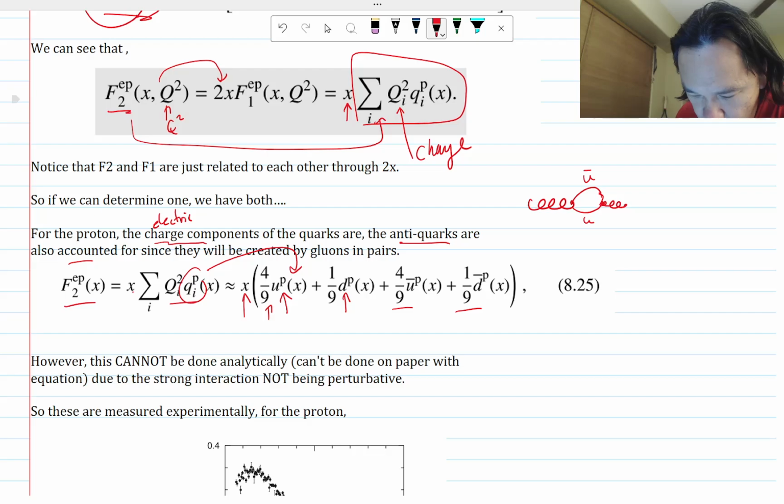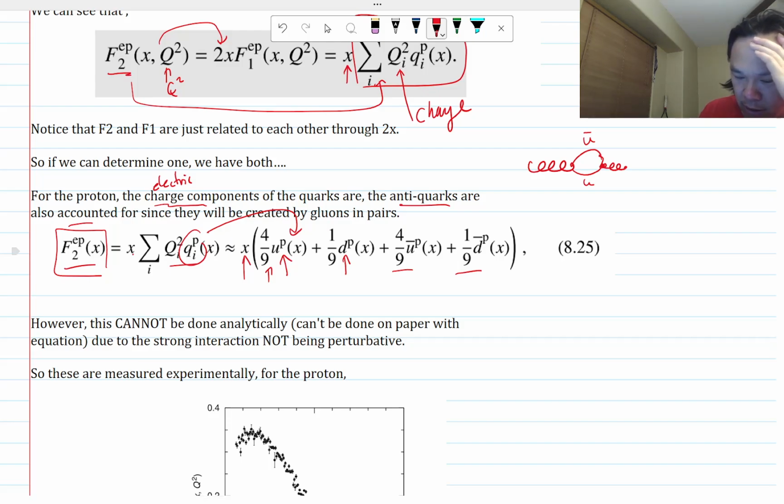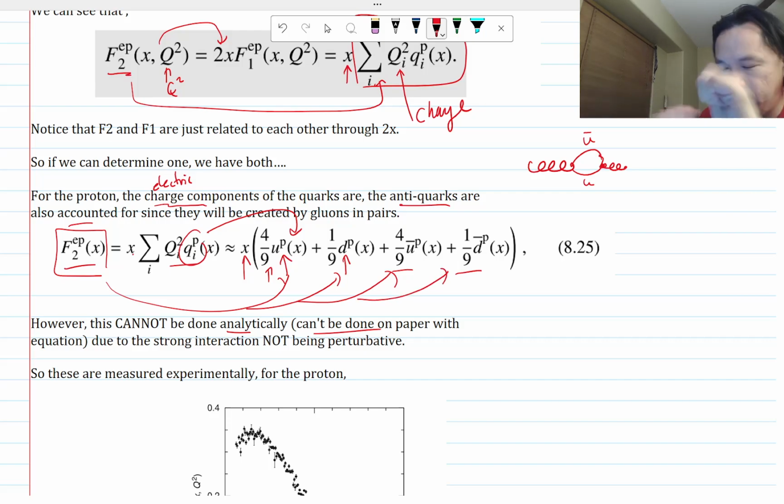Okay. All right. The problem is that, well, me making that mistake actually didn't matter, because the structure function cannot be calculated analytically. What do I mean by analytically? Meaning I can't just sit down on a piece of paper and write the equation out, right? Because remember, this is telling you what fractions of the momentum are being carried by the different quarks inside, and also the sea quarks and all these gluons making different quarks. Okay. So this is the strong interaction.